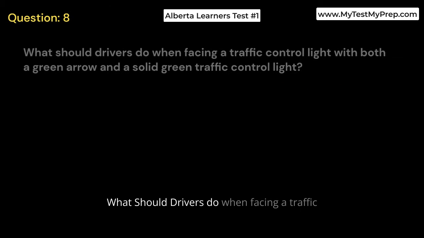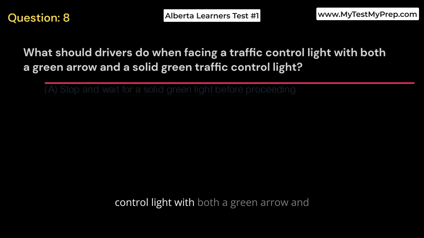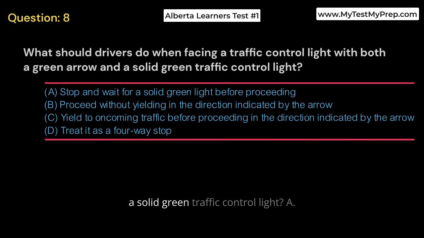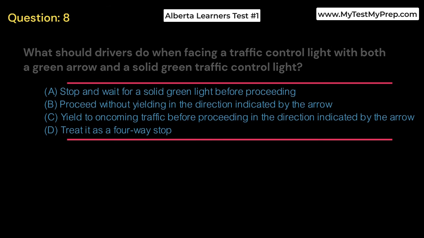What should drivers do when facing a traffic control light with both a green arrow and a solid green traffic control light? A. Stop and wait for a solid green light before proceeding. B. Proceed without yielding in the direction indicated by the arrow. C. Yield to oncoming traffic before proceeding in the direction indicated by the arrow. D. Treat it as a four-way stop. Answer B. Proceed without yielding in the direction indicated by the arrow.